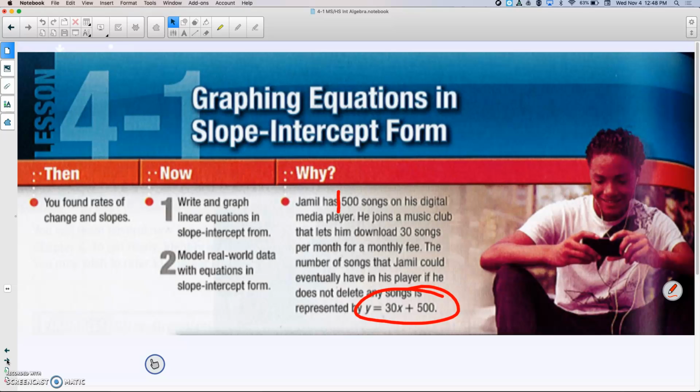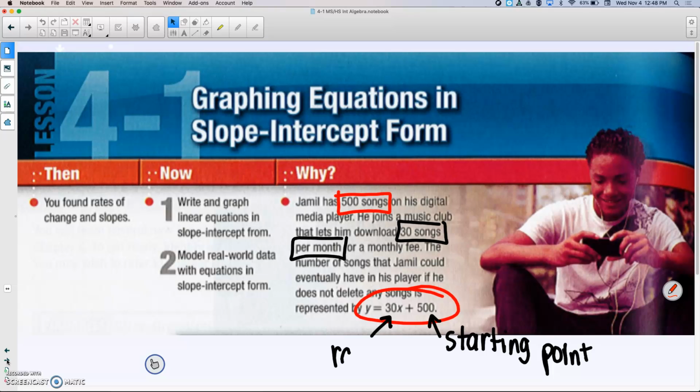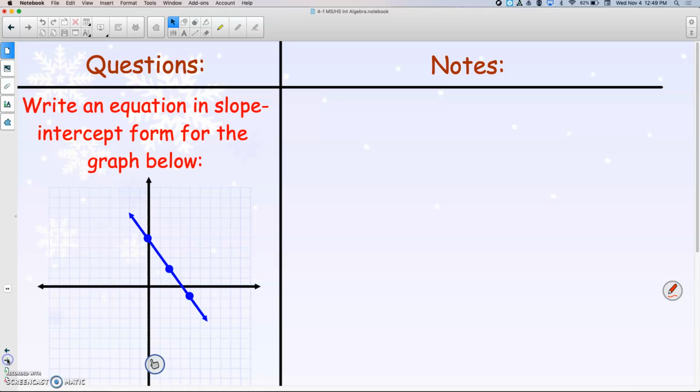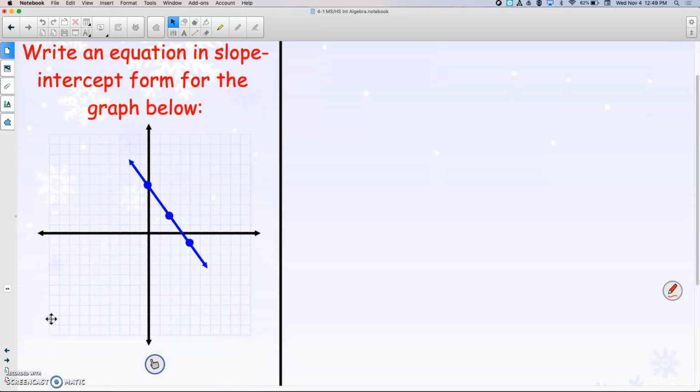So what's significant here is the 500 songs that he started with. You notice that doesn't have a variable. That was his starting point, which is his intercept. And then the rate that it's changing is 30 per month. That's the slope. That's the rate of change, how much it's changing. And that's the one that gets the variable because x would represent each month. So 30 times however many months, and then plus 500 songs that he started with would be an equation for any point in time.